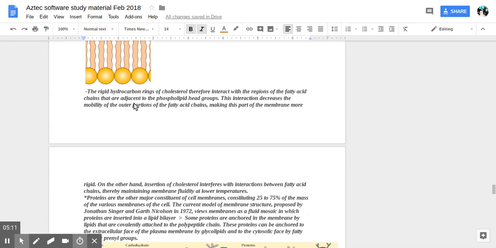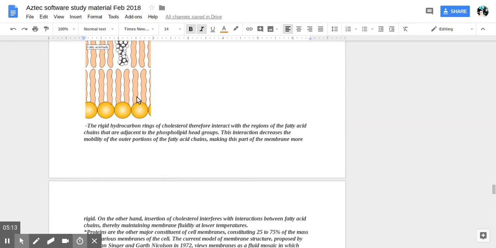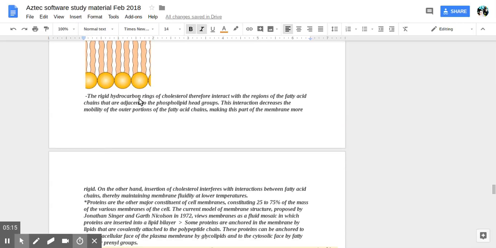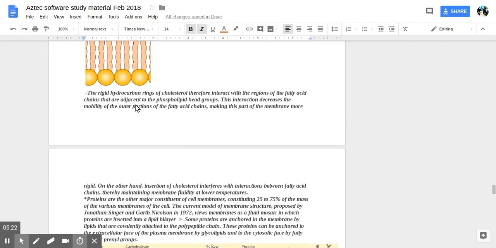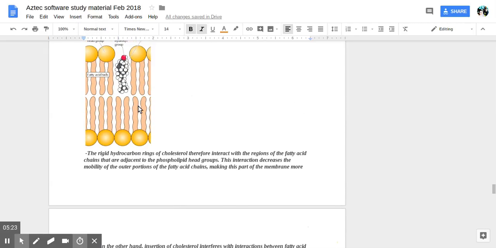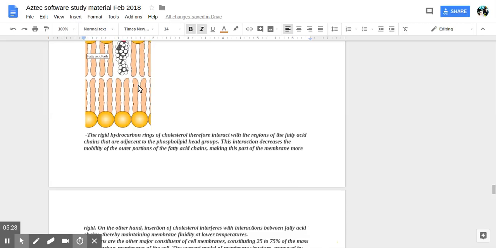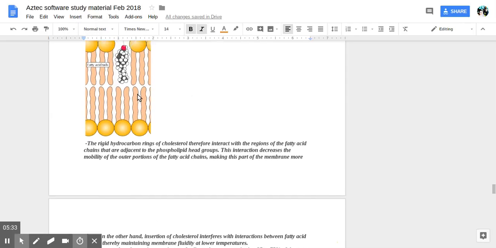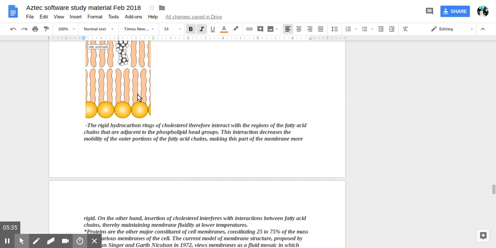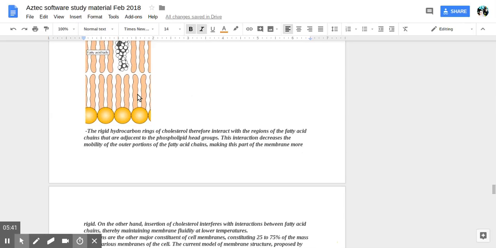On the other hand, insertion of cholesterol interferes with interactions between fatty acid chains, thereby maintaining membrane fluidity at lower temperatures. So because the fatty acid chains cannot interact as well, the rigidity is decreased and fluidity is increased at colder temperatures.